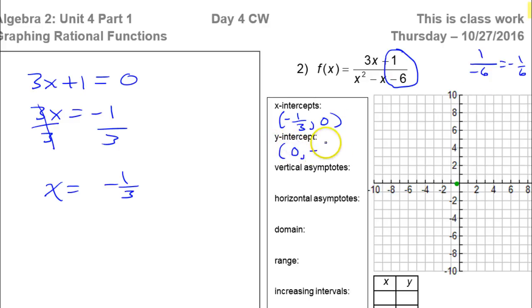So that's why the y-intercept is going to be 0, comma negative 1/6. Notice that I'm not using decimals here. I don't want any decimals. If it's going to be a fraction, let it be a fraction, but do not give me a decimal.